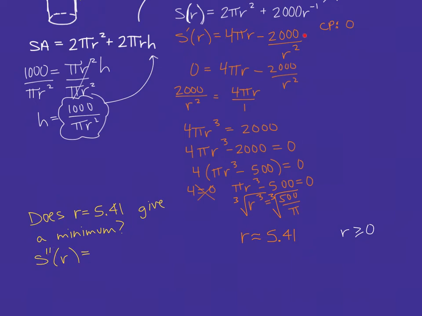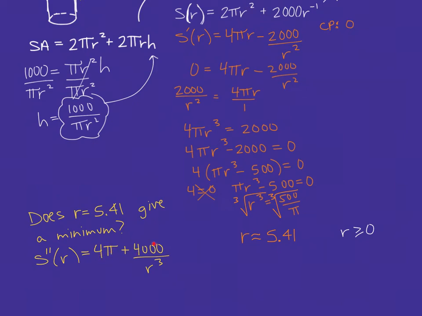Here's s prime of r, so I'm going to just take the derivative of this right here. The derivative of 4 pi r with respect to r is just 4 pi. Then this term right here is minus 2,000 r to the negative second. Using the power rule, we'll have the negative 2 brought out front, and that'll be plus 4,000 r to the negative third. So that's our second derivative. I can plug in 5.41 here and we'll see what type of value we get.